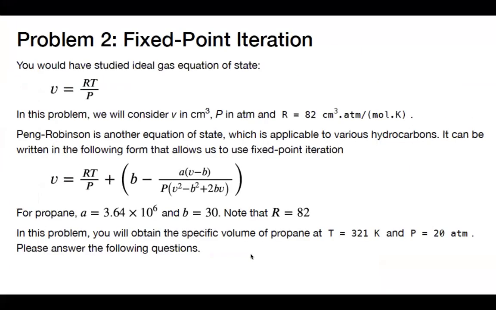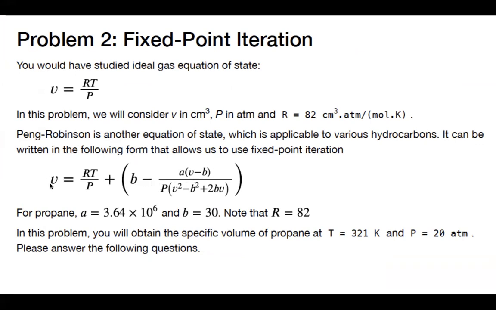This is the next question. It's a fixed point iteration. Don't get confused by all these things. Here we have an ideal gas equation, which is written as V is equal to RT by P. But instead of this, let's look at the Peng-Robinson equation of state. That is like this: V is equal to RT by P plus B minus A, V minus B, all these complications.